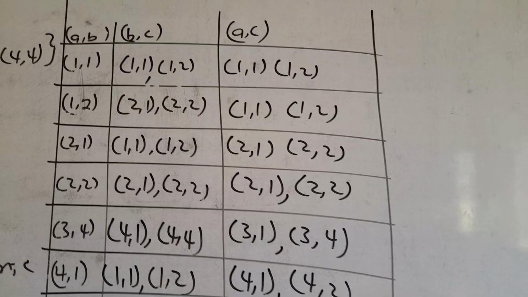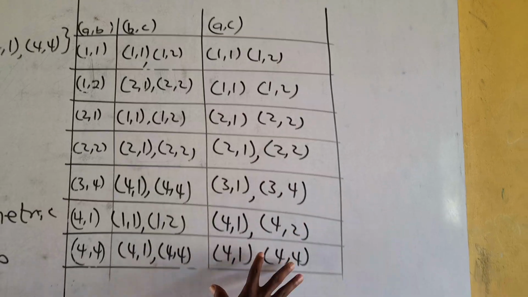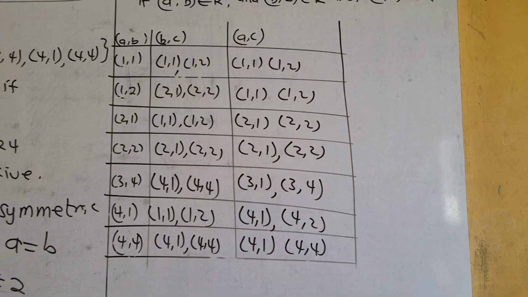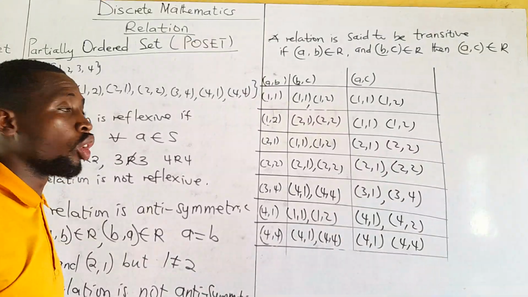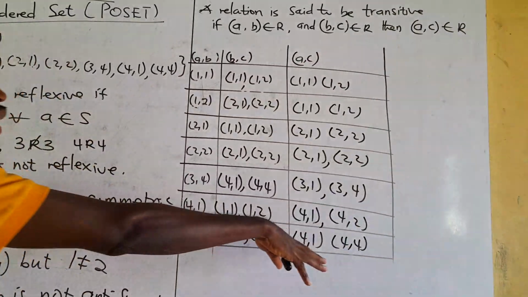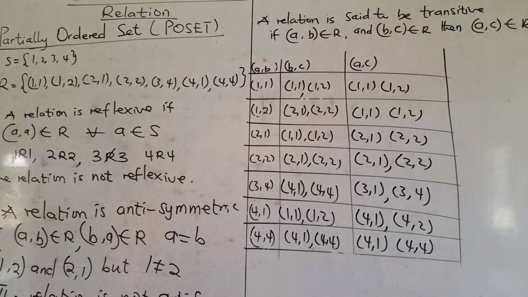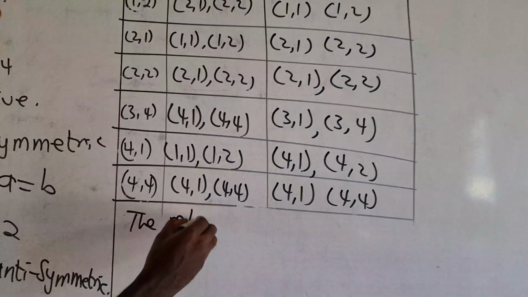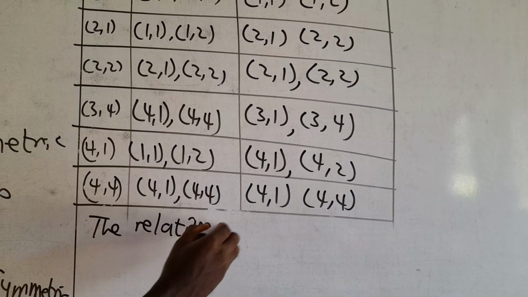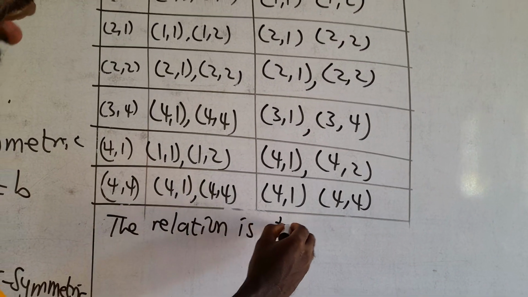So I'll find out whether all the other pairs here are members of the relation R. If they are members, then the relation is transitive. So if you find out all the other pairs here are in the relation R, then we can say the relation is transitive.